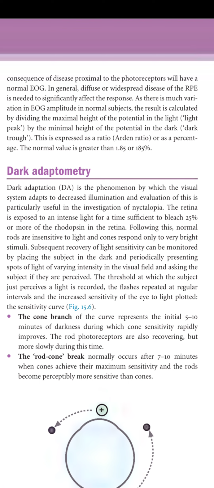In general, diffuse or widespread disease of the RPE significantly affects the response. As there is a variation in EOG amplitude in normal subjects, the result is calculated by dividing the maximal height of potential in the light peak by the minimal height of the potential in the dark trough. That is expressed as a ratio, which is known as the Arden ratio, or as a percentage. The normal value is greater than 1.5 or 185%.